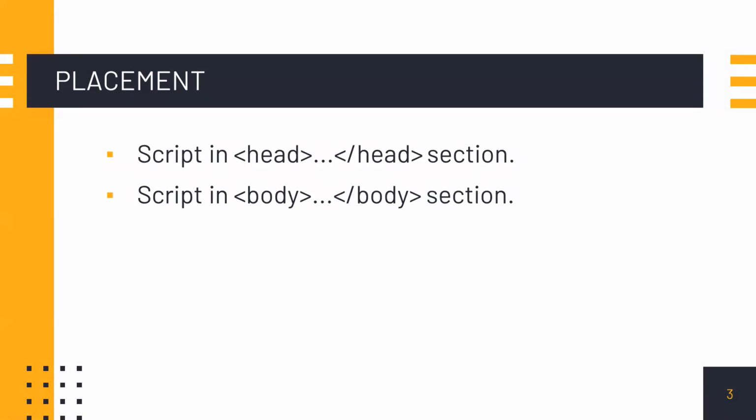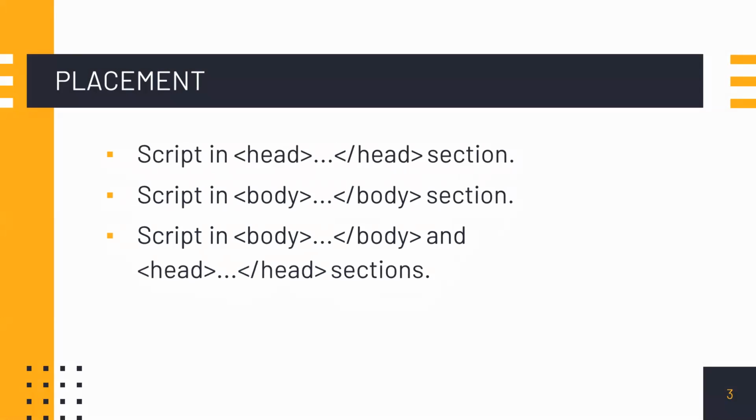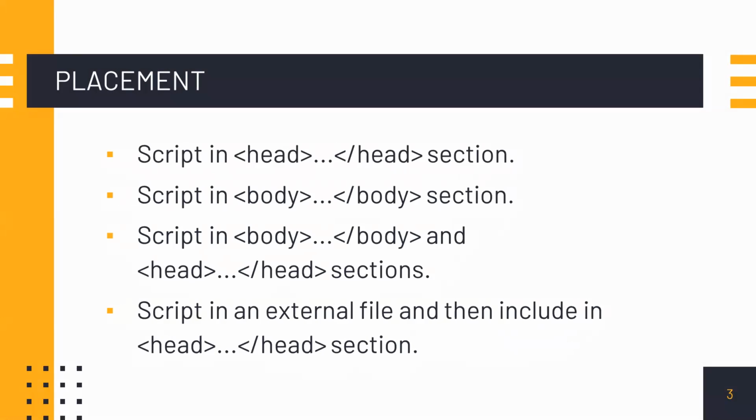Okay, first thing we will discuss is the placement. The placement is very important in JavaScript. Basically, where are we going to place our JavaScript code? There are a few portions where we can easily place it. First one is our head portion. Second one is our body, and we can also place JavaScript code in both the head and body sections. And we can also use an external JavaScript file in our HTML code. Okay, so we will learn how to do it.